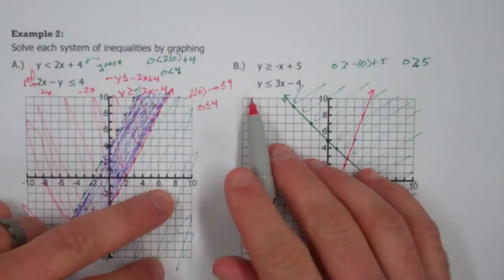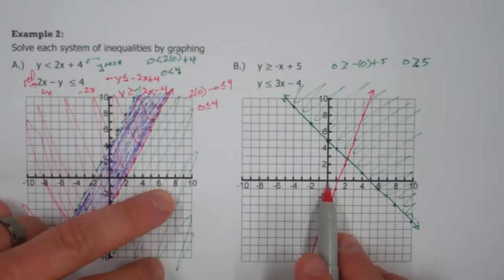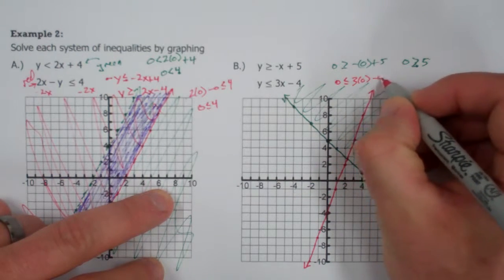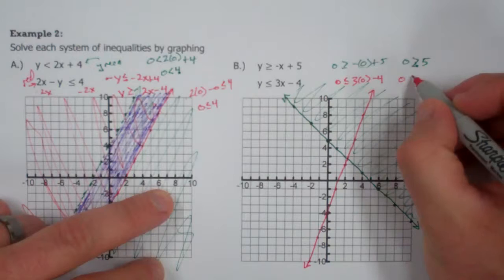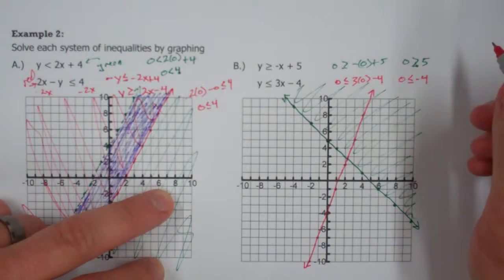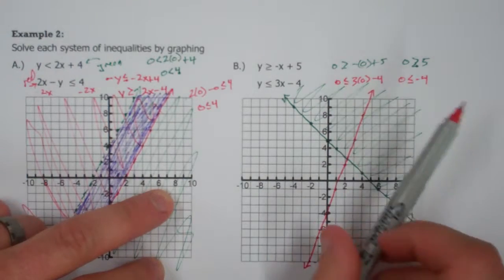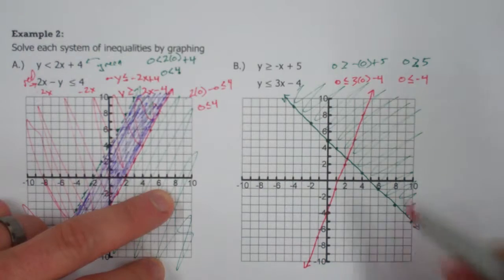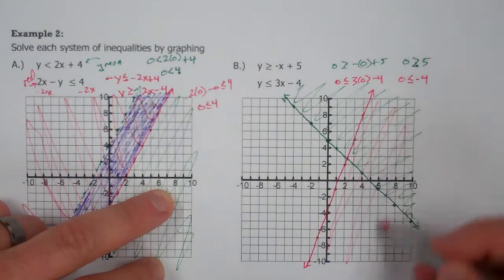Let's take a look at the test point. This red line doesn't go through 0, 0, so we're going to use it as a test point. And all we do is take each one of those variables out and substitute in. We get 0 is less than or equal to negative 4. Well, that's false, so we're not going to shade over the origin, but we're going to shade away from the origin, which would be this direction right here.